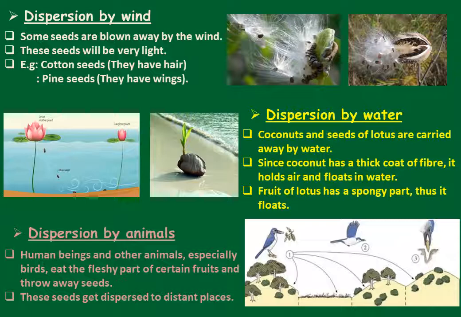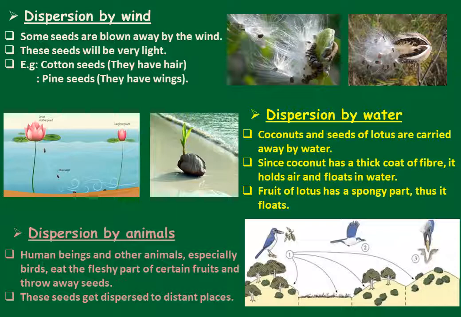Now, dispersion by water. Coconuts and seeds of lotus are the main examples of dispersion by water. We have seen coconut. It has a coat of fiber, so it will float in the water. When this coconut falls in the water, it will float away and move to a distant place, and once it reaches the land, it will grow from there. That is dispersion by water. The same thing happens in the case of lotus seed also. Now, dispersion by animals.